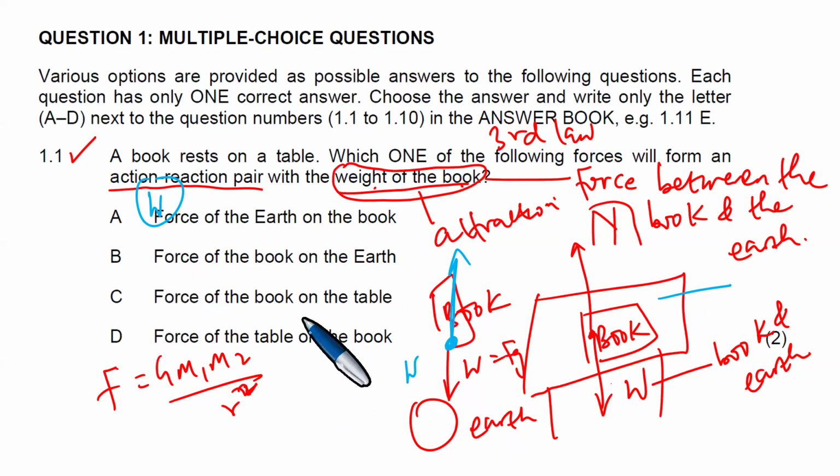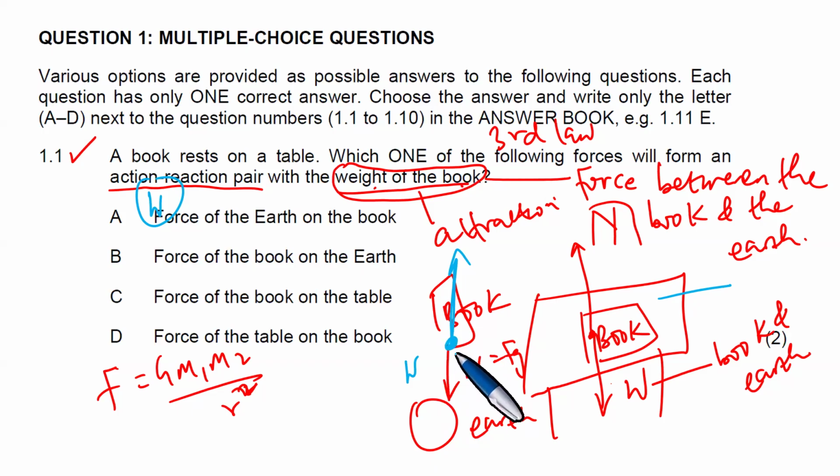So now at this point, in this particular question, we want to look at the upward force. What is pulling the earth? What is actually an upward force here? What is the upward force? Because the downward force is the weight, which is the force of the earth on the book.